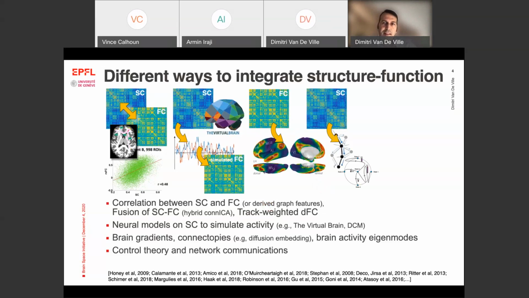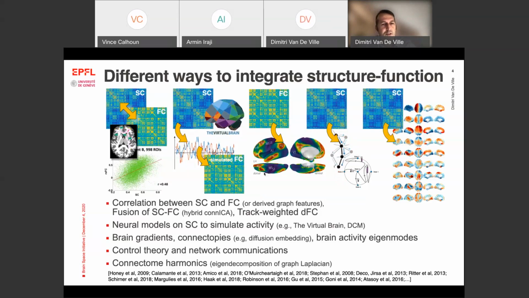Also more recently is the use of structural connectivity to then look into principles of control theory and network communication to try to explain how function could arise and be explained on top of these structural connectomes. And then the last highlight is on the so-called connectome harmonics, which are in essence an eigendecomposition of the graph Laplacian from the structural connectome.